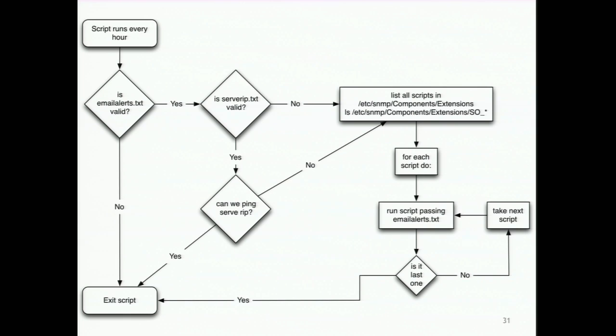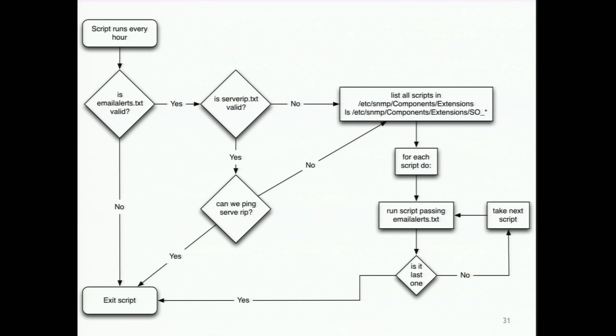So for each of these scripts, execute them. I run them like I would run them from an SNMP query, but I manually launch them from this task. And I pass as an argument the email alerts address. That's going to tell them, send that alert to this address. And I run them all in sequence until it's done, once every hour.